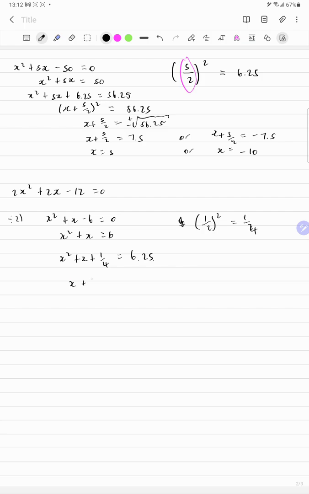So x plus 1/2. Remember guys, that's why I'm always going to draw a circle around that one. It's x plus 1/2. Whatever I had to square, I'm going to write down over here again. So x plus 1/2 squared is equal to 6.25. And then the simple steps follow after this. The inverse operation of squaring is the square root, so x plus 1/2 is equal to plus or minus the square root of 6.25.